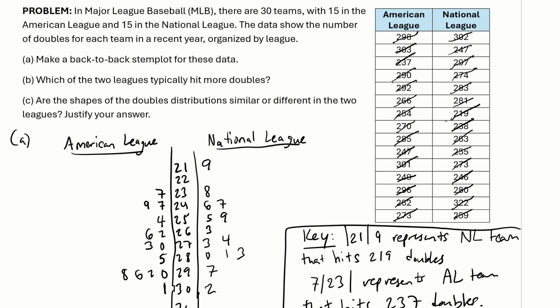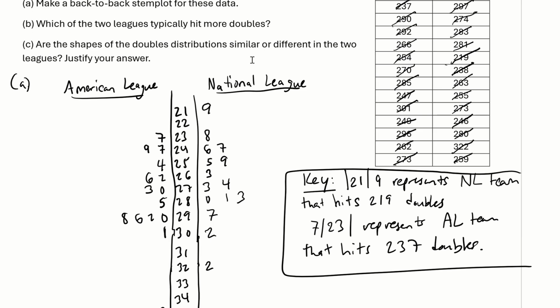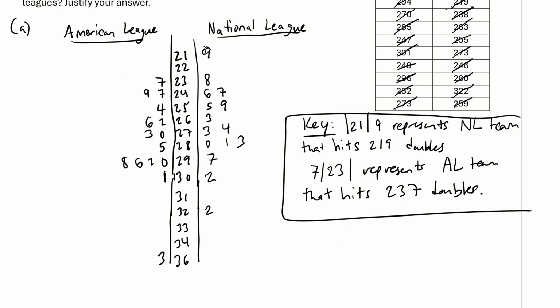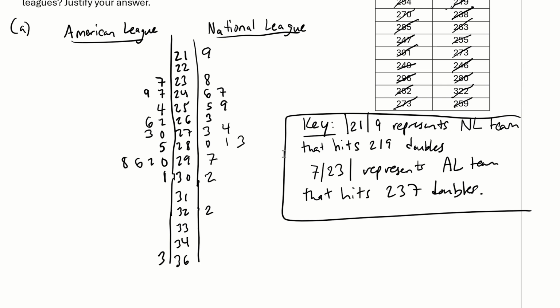Now we're going to say which of the two leagues typically hit more doubles. Okay, if it says typically hits more doubles, that just means we're looking for the median, right? So where's the middle? Where's the center of this is what they're asking for. So what's the center of the National League and American League? Whichever one has a greater center hits more doubles on average, or typically. All right, so let's do the center. So we got 1, 2. So let me show you with the mouse here.